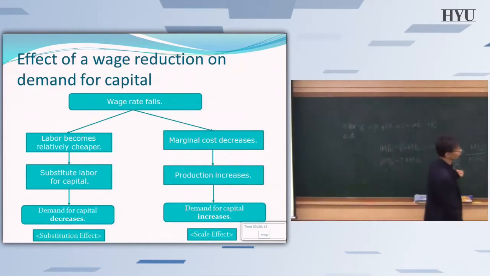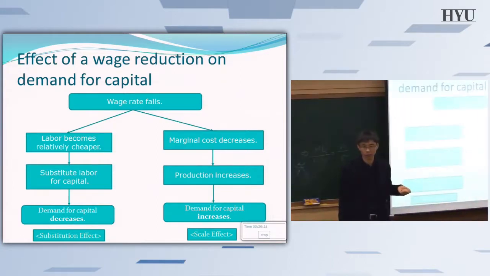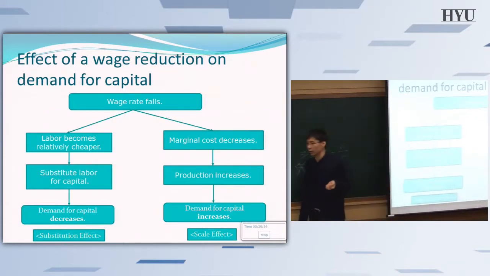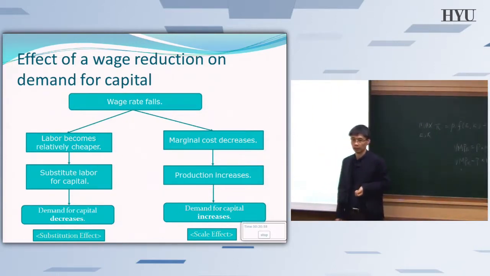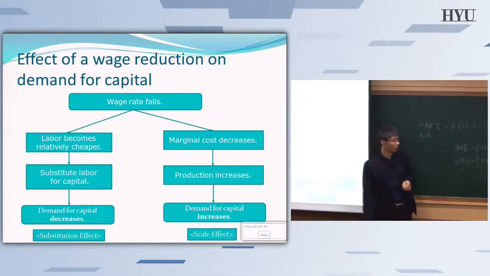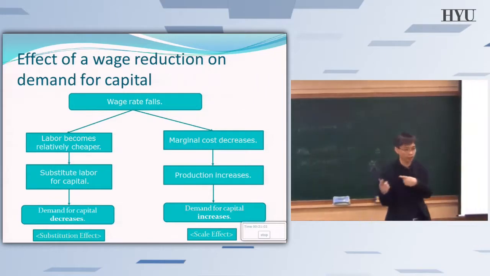Now let's change this to, let's say, rent. The rent, the cost of capital, falls. What happens? Labor becomes relatively more expensive if the cost of capital falls. So they substitute capital for labor, and demand for labor falls. That's the substitution effect part. And the capital cost falls, so marginal cost goes down. They'll produce more, and to produce more, they will hire more labor. So demand for labor increases. That is the scale effect part. So that is how you think of cross price effects.